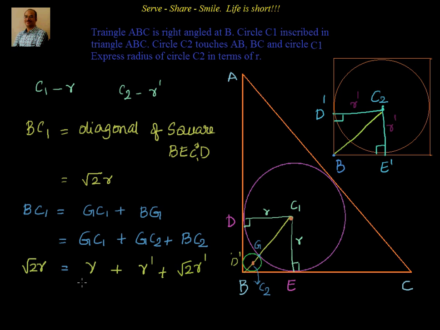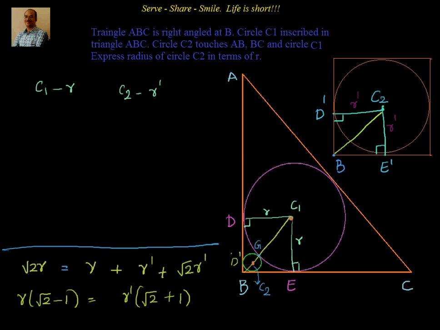So we have now root 2 R equal to R plus R dash plus root 2 R dash. So can I take R to one side? I will have R into root 2 minus 1 equal to R dash into root 2 plus 1. Or can we say that R dash equals R into root 2 minus 1 divided by root 2 plus 1.